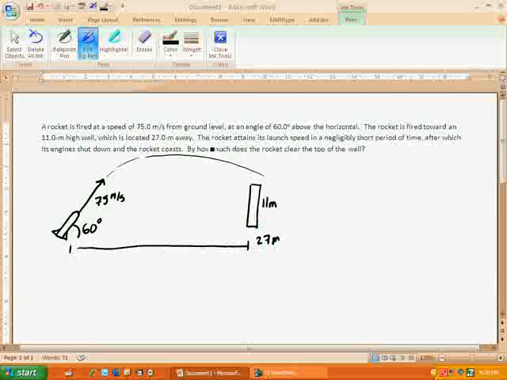Now, this other stuff, the rocket attains its launch speed in a negligibly short period of time, that's just saying that the acceleration of the rocket launching happens very quickly. So we can assume that from 0 it has this initial velocity of 75 meters per second. Let me encourage you to, right off the bat, break this vector down into components. Our kinematics equations only work in one dimension at a time, so we're going to break it up into x and y components.